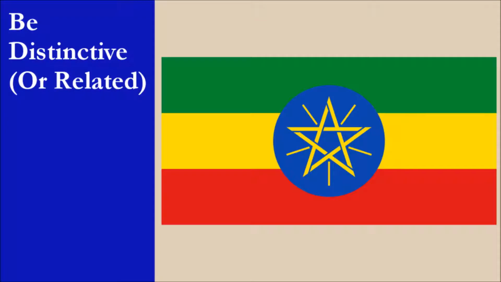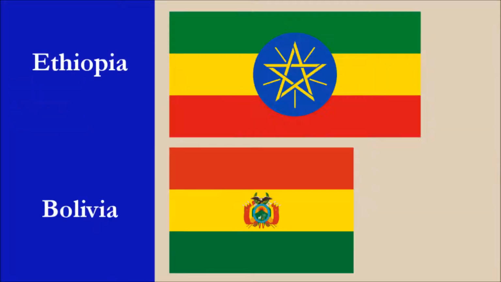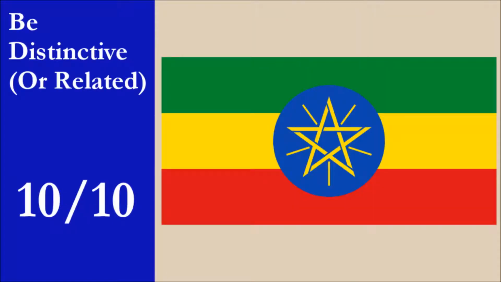Even though many African countries copied the colors of the stripes, most did a good job making their flags distinct from the Ethiopian flag through various designs. These colors also appear on the flag of Bolivia, and their flag was adopted long before Ethiopia's flag. The addition of Ethiopia's emblem was a welcome one in terms of distinction. Its prominence makes it easy to tell apart from the flag of Bolivia and other countries that use the same colors. For this principle, the flag scores 10 out of 10.